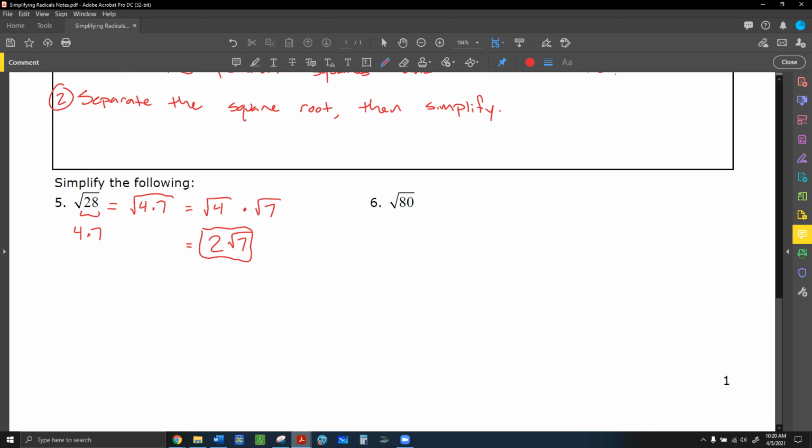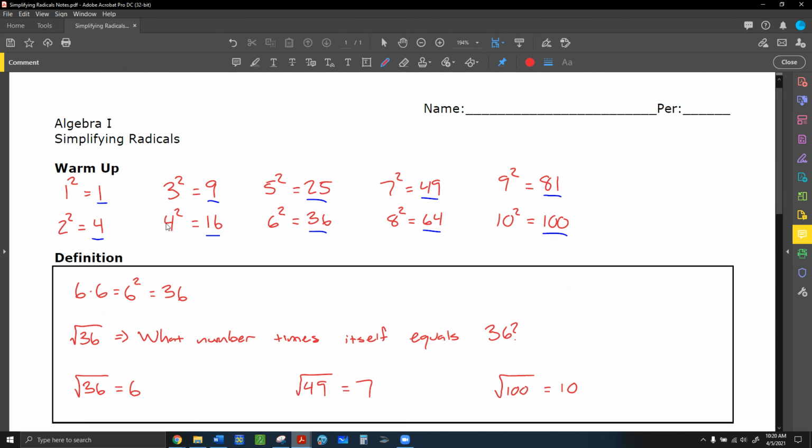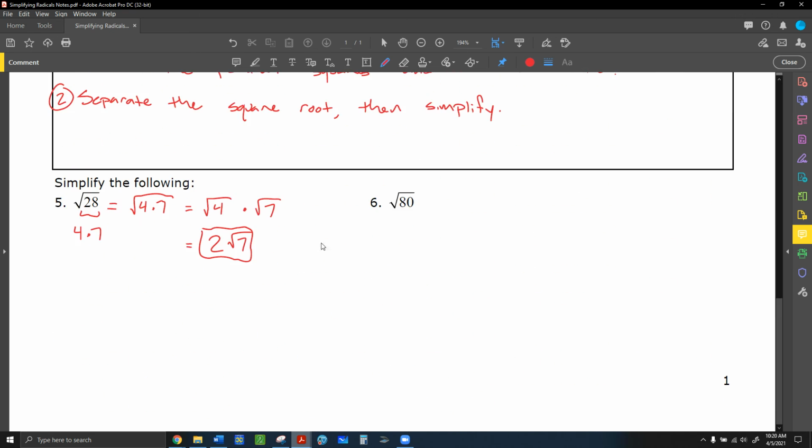And last but not least, the square root of 80. I'm going to break down 80. We could do 8 and 10, but neither 8 nor 10 are perfect squares. Remember, we want to get one of our factors to be one of these blue numbers. So which one of these times another number gives us 80? The answer to that would be 16. 16 times 5 is 80. That's one of our perfect squares. So let's go ahead and separate 80 into its factors, 16 and 5.